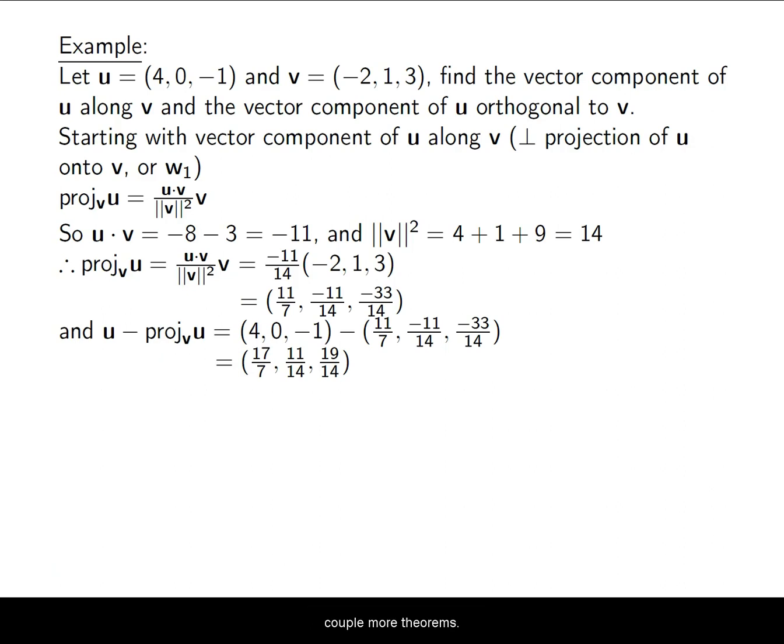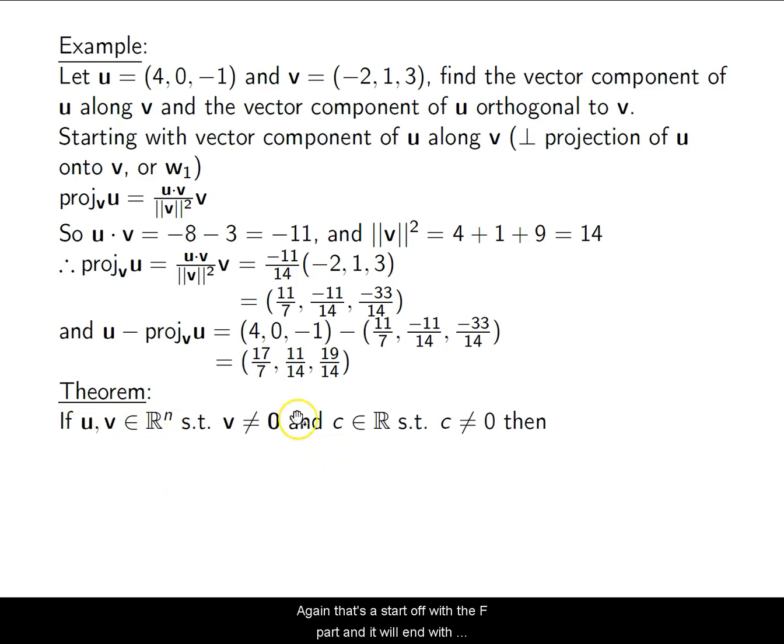Okay. So now we'll go over a couple more theorems. So again, let's just start off with the if part, and then we'll end with the then. Okay. So if I have two vectors that have n components each, so each vector is an element of Rn, again, I can't have V be the 0 vector because then I can't project onto the 0 vector. Let's say that C is a scalar multiple. Okay, it's just a scalar value that is non-zero, so it's not going to make anything go to 0. Then we have a couple of properties about our projections. Okay, our projection theorem. So those properties are as follows.